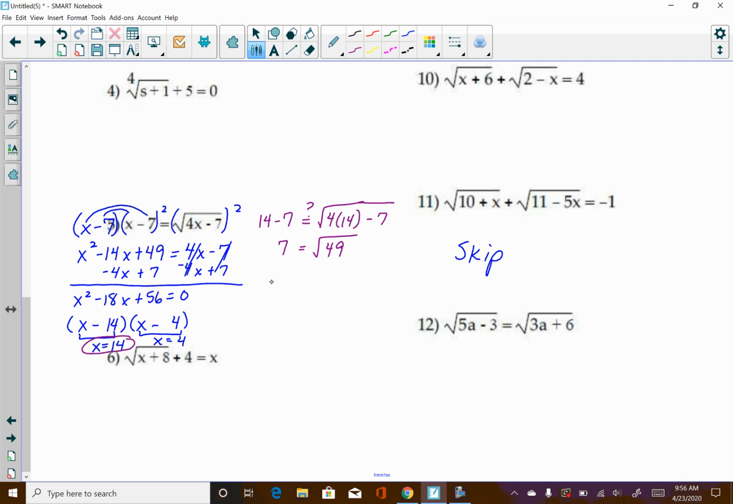Try the 4 then. 4 minus 7 equaling the square root of 4 times 4 minus 7. 4 minus 7 gives me negative 3. You can almost stop here. When you take a square root, you're not going to get a negative value. But I'll go ahead and continue working. That's going to give me 16 minus 7, and then you get the square root of 9. Square root of 9 is a positive 3, and here we're getting a negative 3. So that's why here x equals 4 is what we referred to before. It was an extraneous solution.